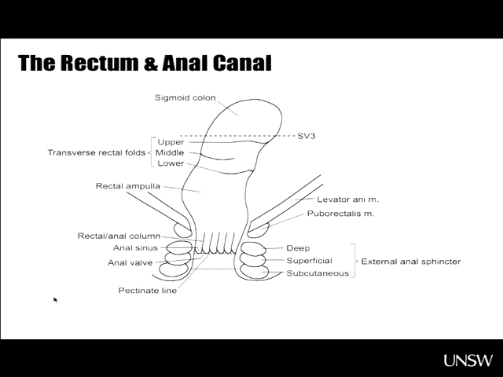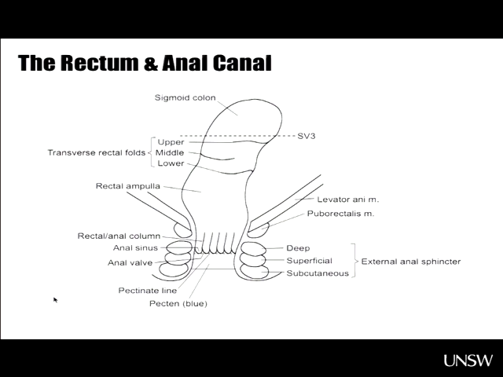But the pectinate line, in most people, above that pectinate line you've got intestinal epithelium, so that's the simple columnar epithelium. And then below the pectinate line in most people you've got essentially a squamous epithelium, usually non-keratinizing in the initial part, but then becoming keratinizing as you get further out towards the true skin. So the pectinate line is a significant line.